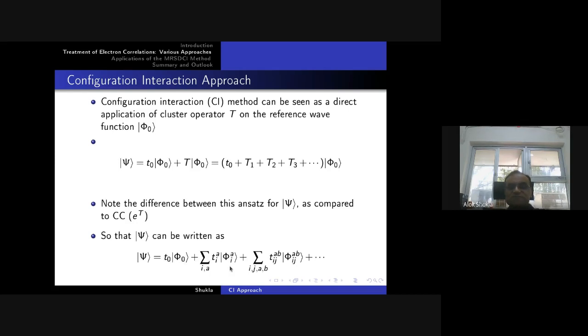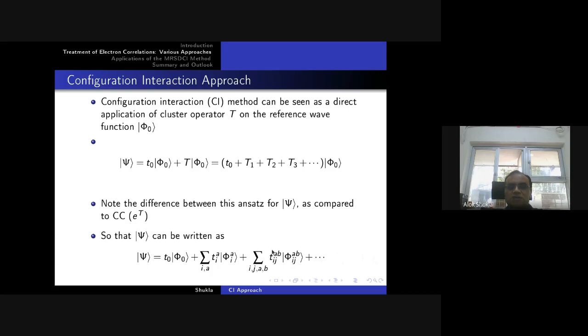The second term is the single excitations. The third term is double excitations, and so on and so forth. You can decide where you want to do the truncation. For reasonably sized systems, it has been possible to include up to quadruple excitations. But I'll talk about it later.